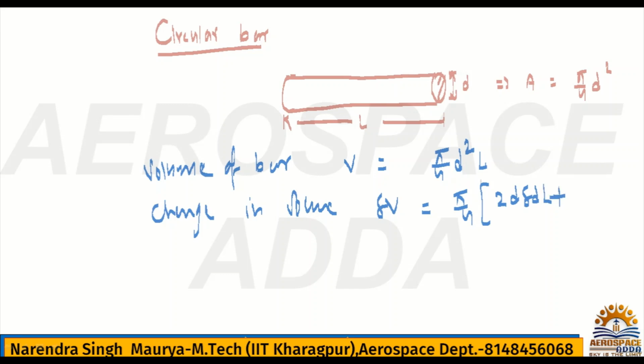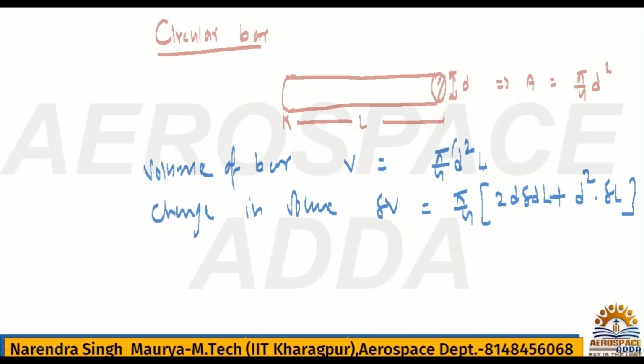Then first, you keep the first one as it is, d square, and the second one you have to differentiate, so it is delta L. Again I will explain. Pi by 4 is constant because you are interested in the change in volume calculation. So the change in volume will be delta V. Pi by 4, take constant.